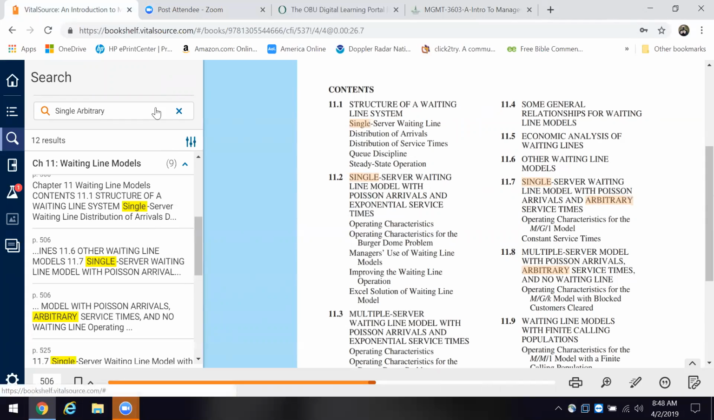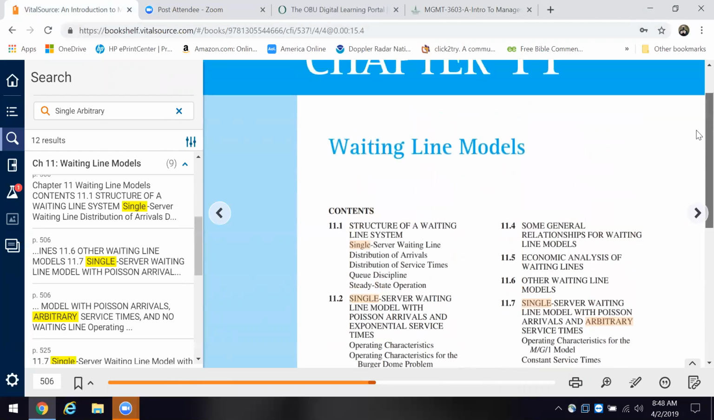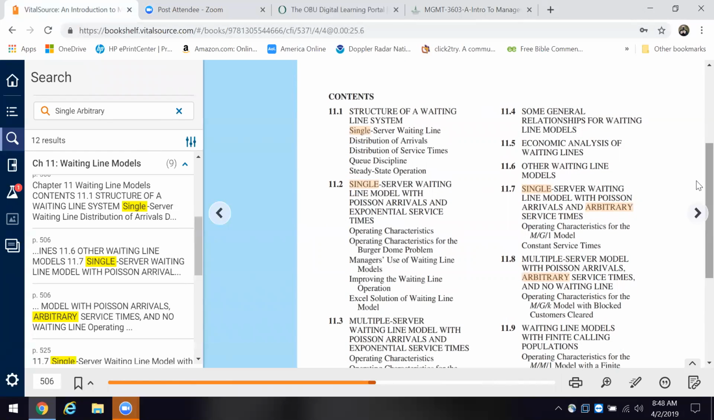I'm over here in the textbook. This is the Anderson text, and it gives us just an overview of the chapter. I think this is a good way for us to get started, by taking a look at the various types of waiting line structures that are out there.